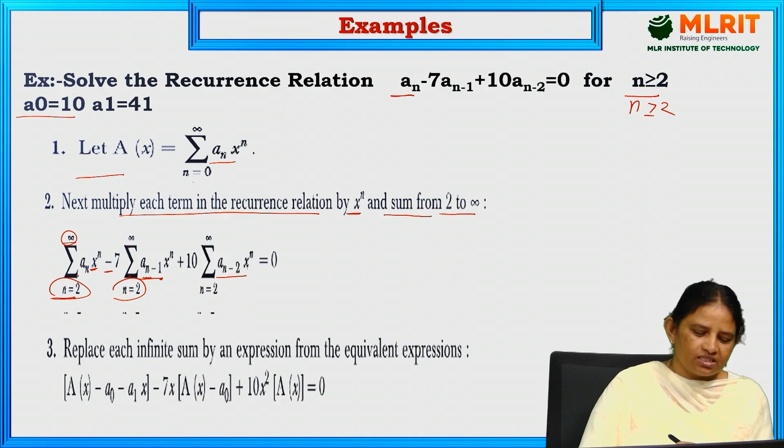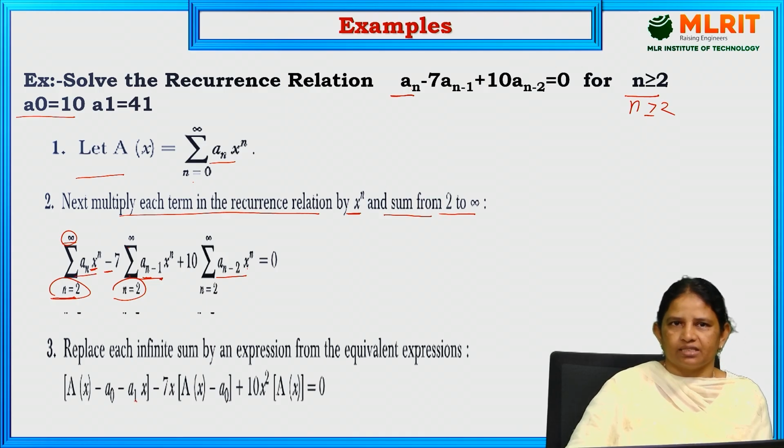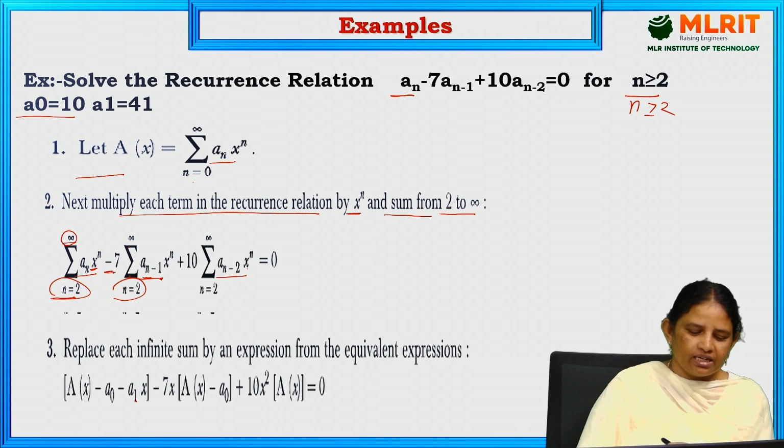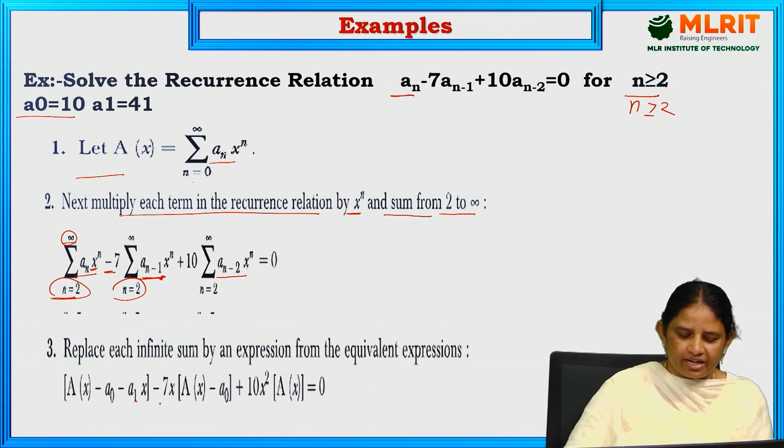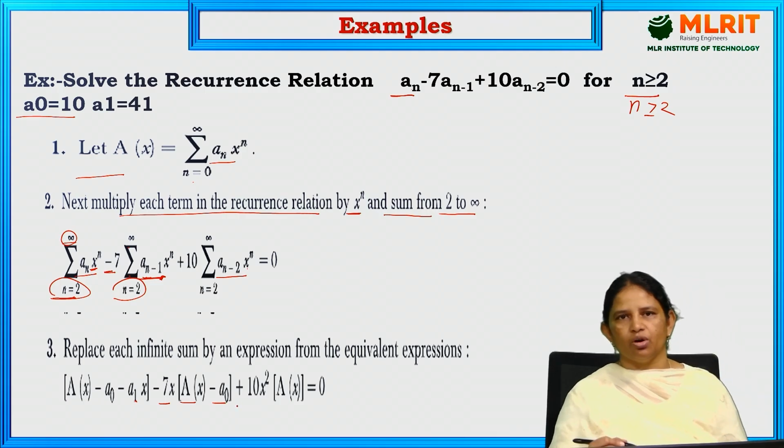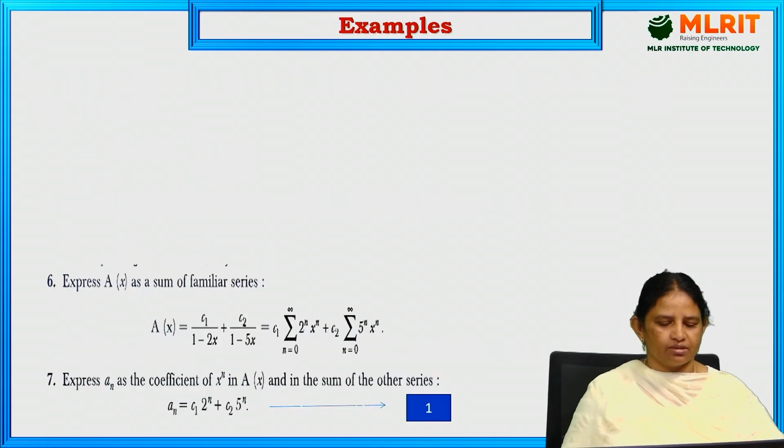That means the first term, sigma a_n x^n, becomes A(x) minus a_0 minus a_1 x. The second term, a_(n-1), means up to 2 terms, becomes minus 7x into A(x) minus a_0. Then the third term is 10x square into A(x), and that is equal to 0. Now we need to separate the terms.